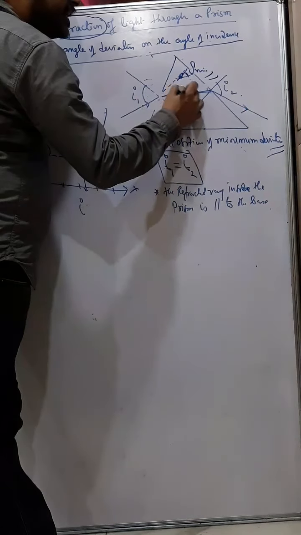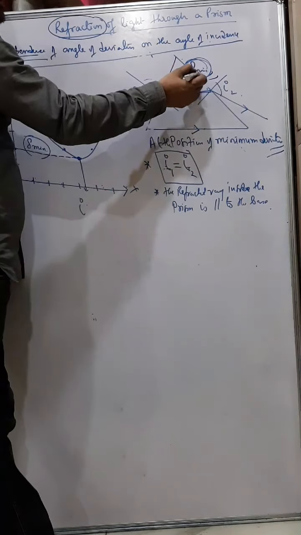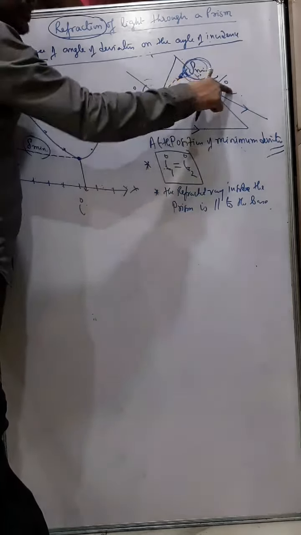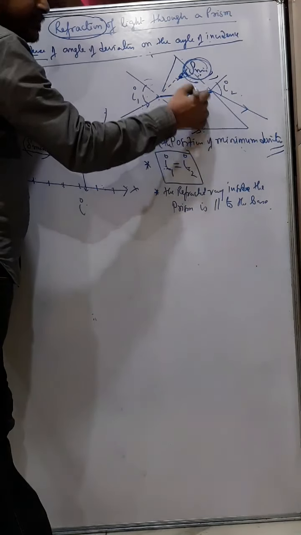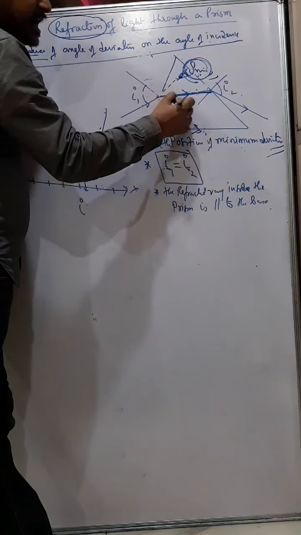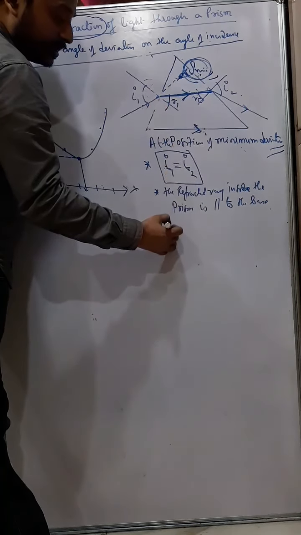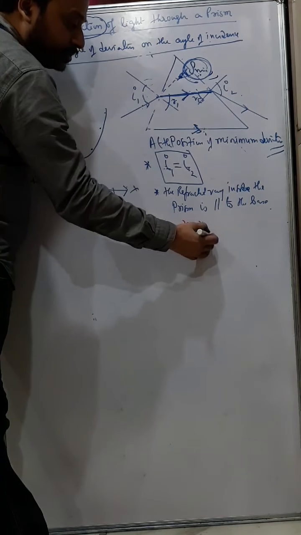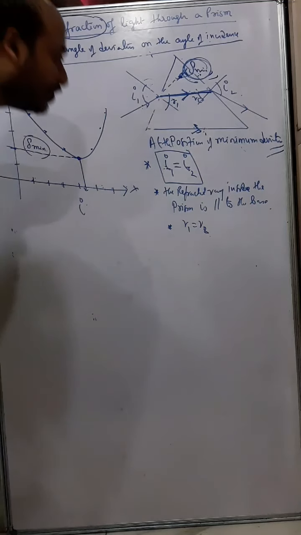Now this refracted ray is always parallel to the base at the position of minimum deviation. It means when the prism is at minimum deviation, the first thing is that these two angles will be equal, the second is that this refracted ray will be parallel to this base, and the third is that R1 and R2 will be equal. Understand, this is parallel, so R1 is also equal to R2. So the refracted ray inside the prism is always parallel to the base. Very important. Okay. Now from here we can also get a relation for minimum deviation.